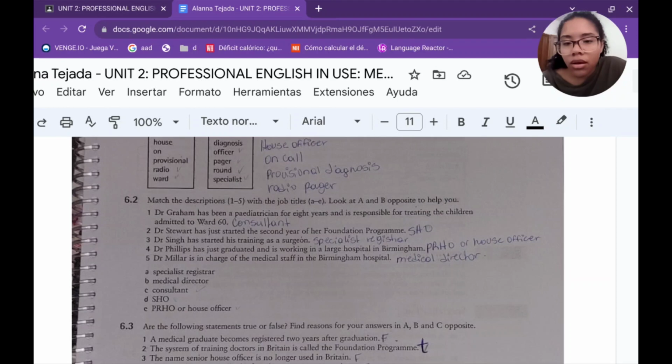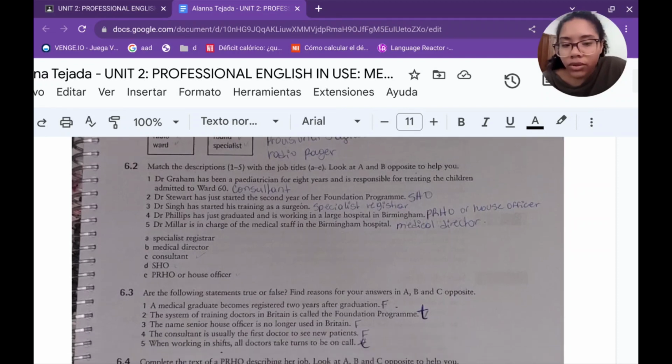Match the descriptions 1 to 5 with the job titles A to E. Look at A and B opposite to help you. Dr. Graham has been a pediatrician for 8 years and is responsible for treating the children admitted to Ward 60. Consultant. Dr. Stewart has just started the second year of her foundation program as HO. Dr. Syed has started his training as a surgeon, specialist registrar. Dr. Phillips has just graduated and is working in a large hospital in Birmingham. House officer. Dr. Miller is in charge of the medical staff in the Birmingham Hospital, medical director.